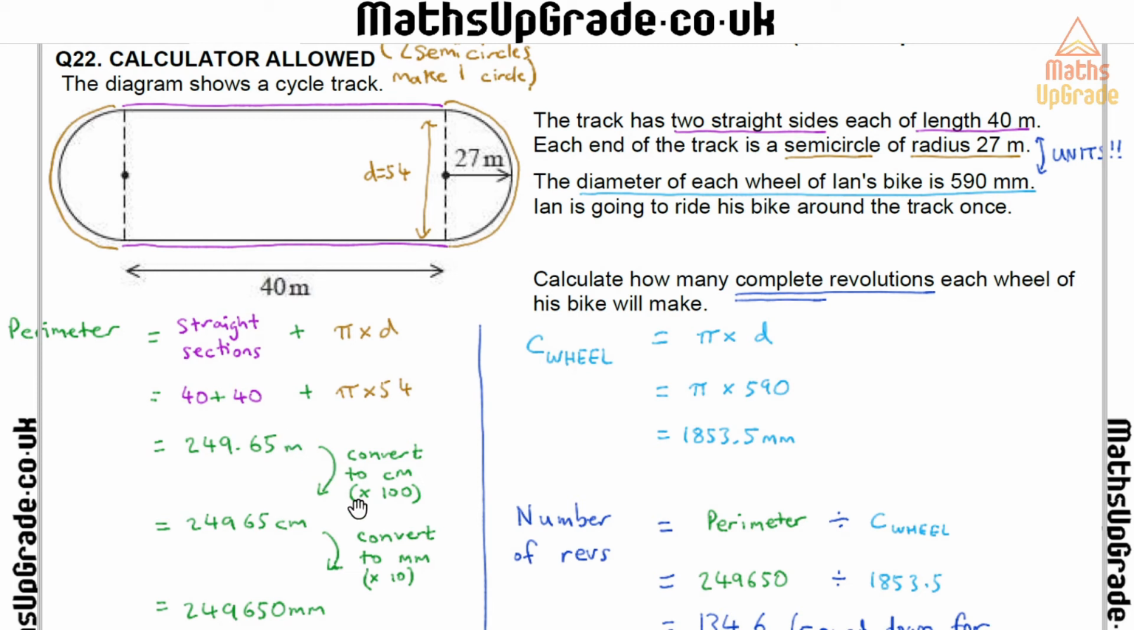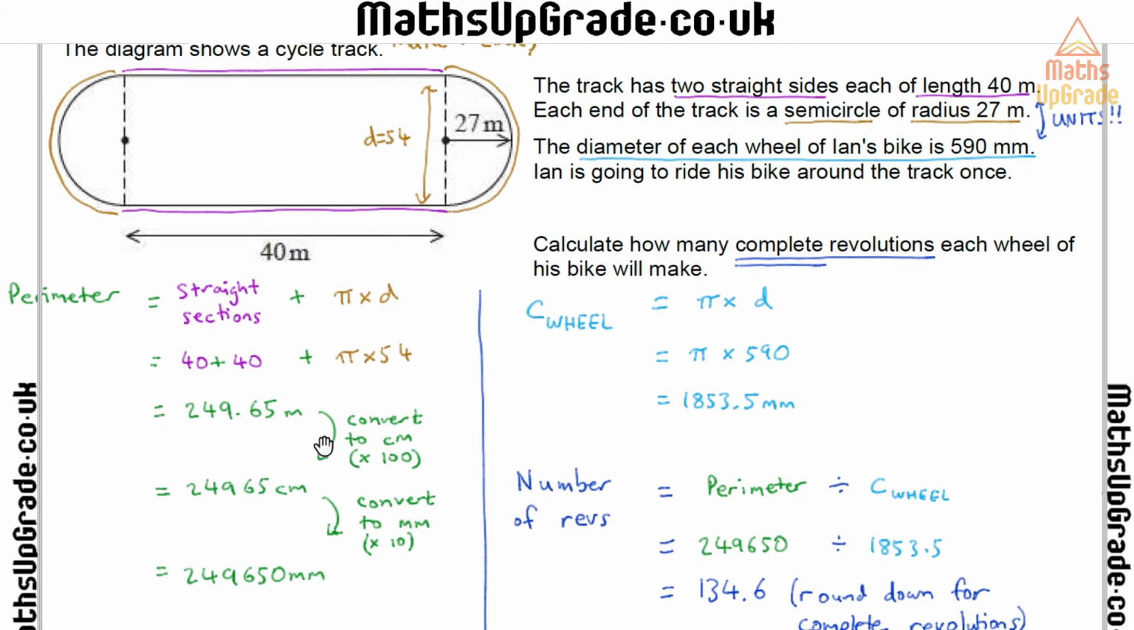Now because his wheel here is given in millimeters, I'm going to convert this unit into millimeters straight away. So let's convert it into centimeters by multiplying by 100, then turn it into millimeters by multiplying by 10. You can just multiply it by 1,000 in one step. That would give me 249,650 millimeters. It's obviously a big number, but that's in millimeters.